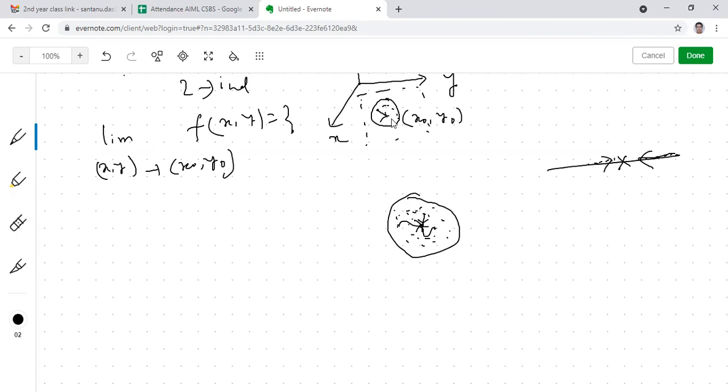Yes, sir. So that's why, unlike the previous case, where there are two directions, we need to check the limit from the left-hand side and from the right-hand side. If both are equal, we say that the limit exists. But here, an infinite number of directions are there. So to check whether the limit exists or not, we need to check along these infinite paths. If I find that the limiting value is the same irrespective of the direction, then I will be able to say that the limit exists here.